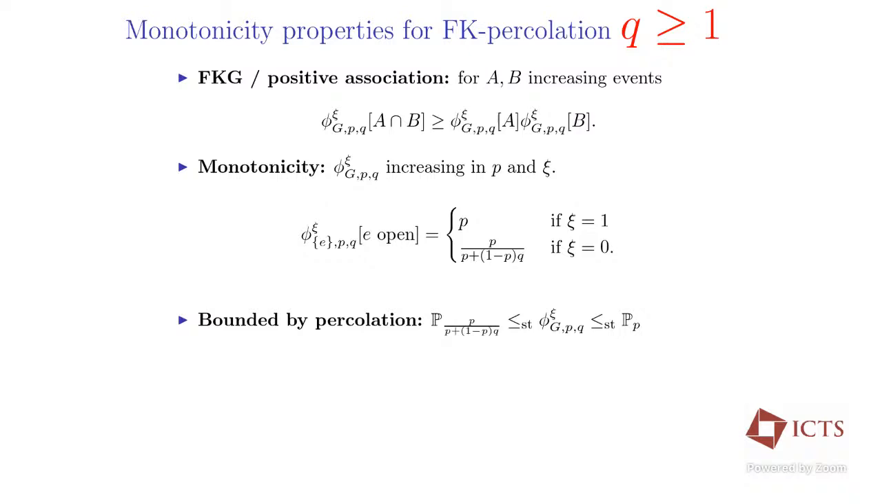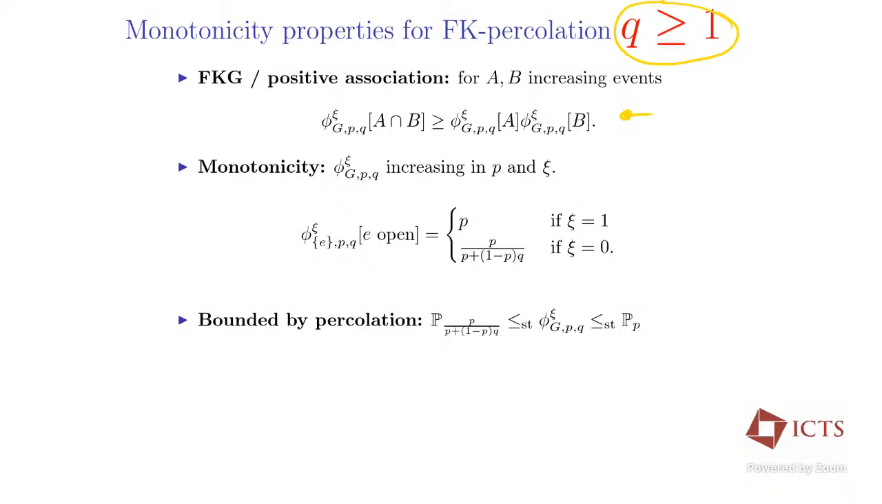There are standard properties of FK percolation. Because Q is larger than 1, which is really important for us, you have this FKG inequality, the same as before. Positive, increasing events are positively correlated. So if you know something that means that there are open edges, then you have more chances of having open edges elsewhere. Somehow, this is more or less what it means. It's essential that Q is larger than 1 here.